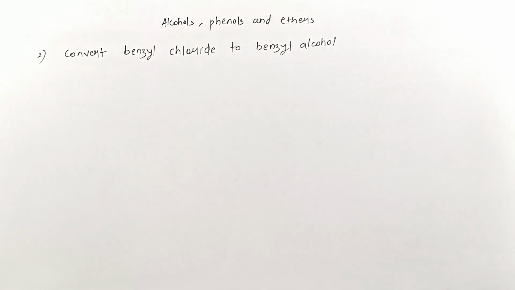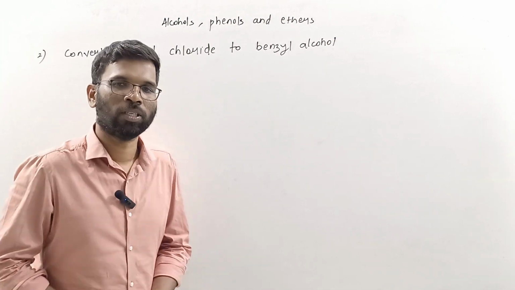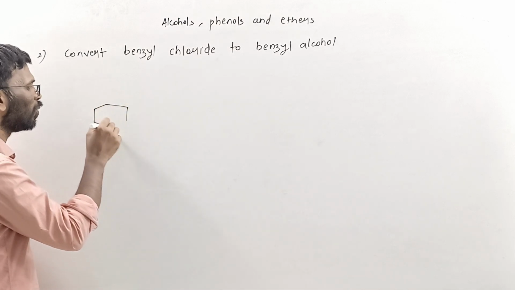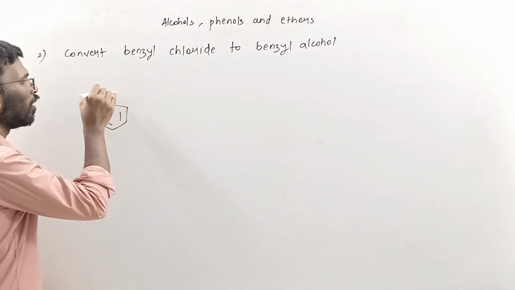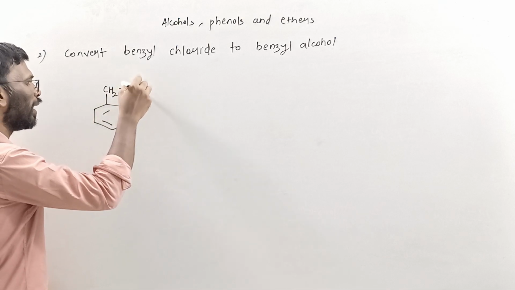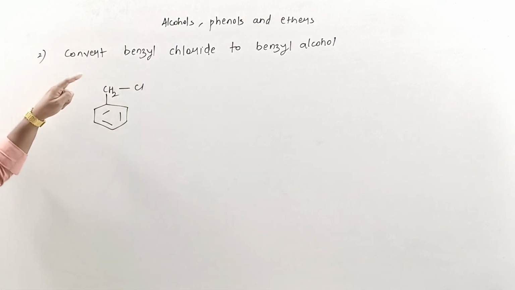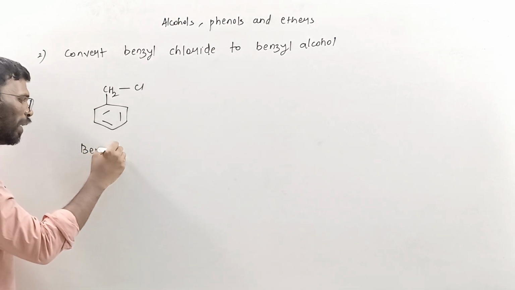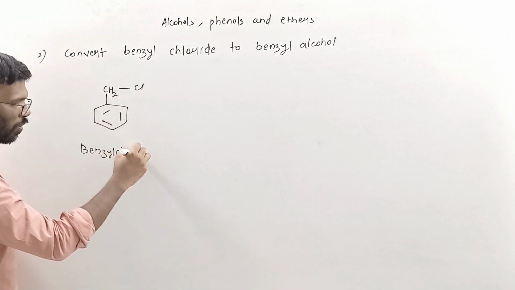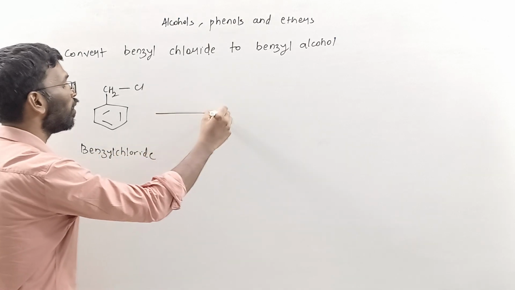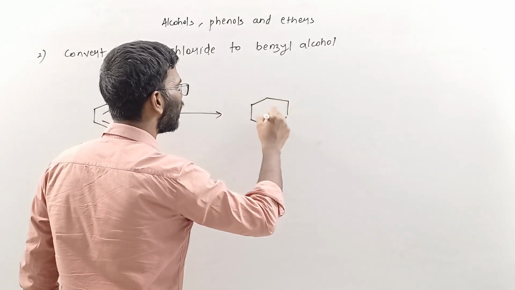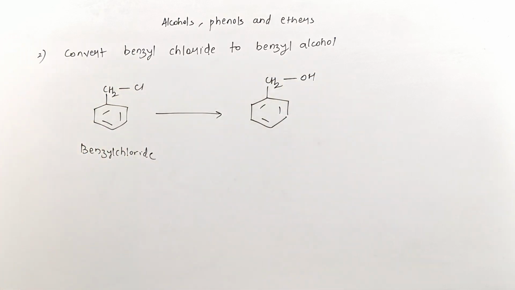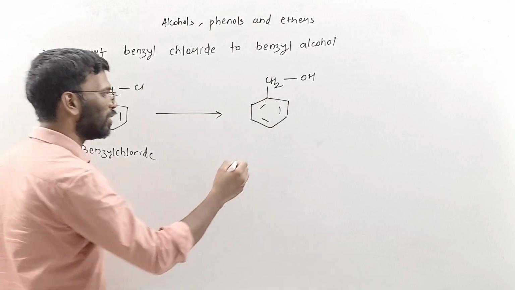This question: convert benzyl chloride to benzyl alcohol. Now, what is benzyl chloride, right? So, benzyl chloride is this. You take a benzene, and don't add chlorine over here. This is benzyl. Chlorine is connected to the sp3 carbon next to it, not directly. This is benzyl chloride. You need to convert this to what? Benzyl alcohol. Benzyl alcohol is this, CH2OH. How will you do this? Right? This is benzyl alcohol.